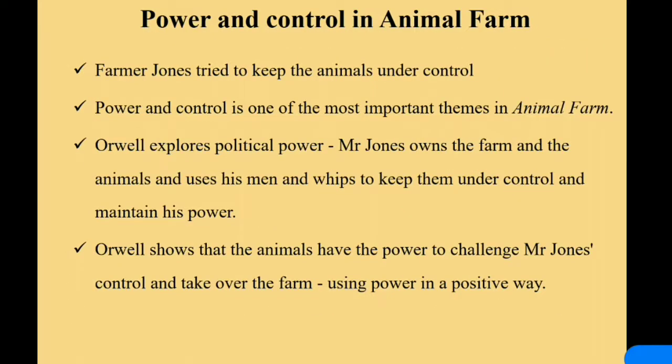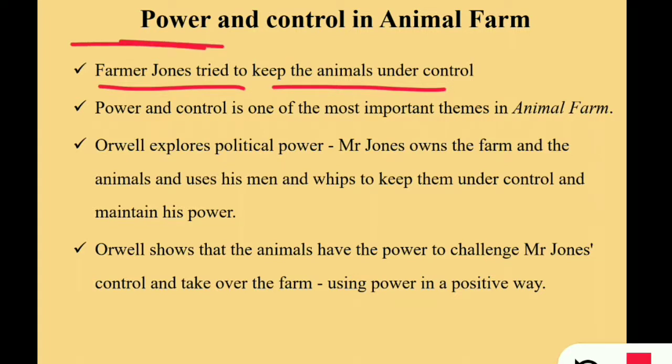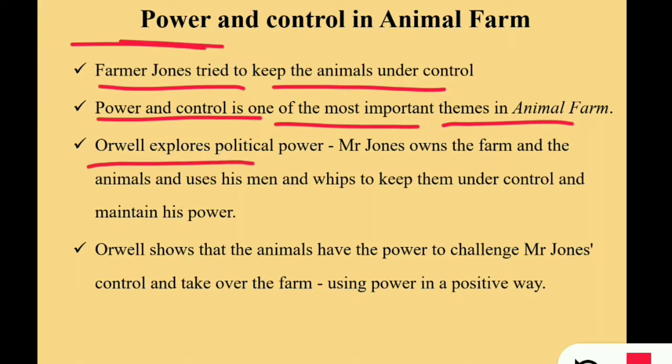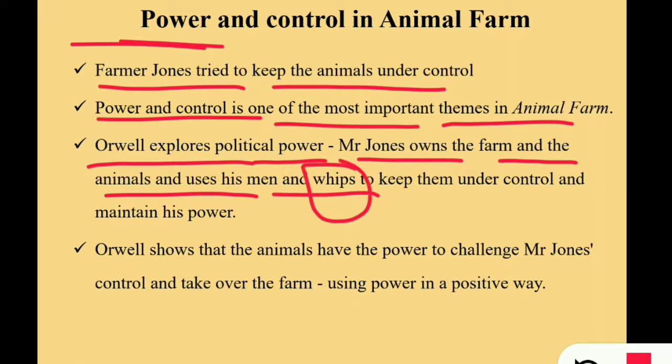Now let's talk about power and control. Farmer Jones tries to keep animals under his control. This shows power. Power and control is one of the most important themes in Animal Farm. That is very much true. Orwell explores political power. Mr. Jones owns the farm and the animals and uses his men and whip, okay, to keep them under control and maintain his power. So obviously, one of the novel's themes is power.